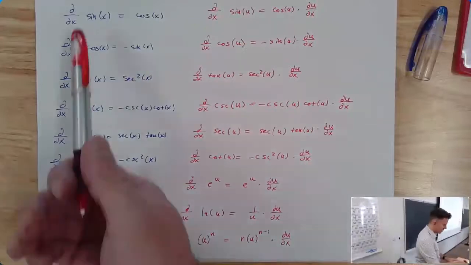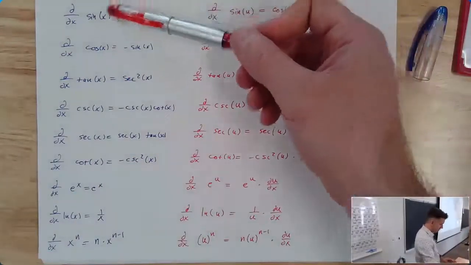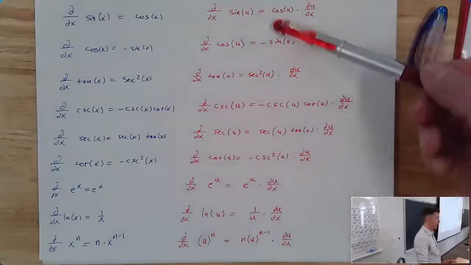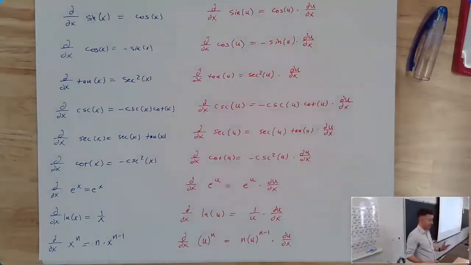So here's all of our standard derivative rules, and here are the chain rule versions. Or don't memorize this, and just remember that if the input is more complicated than just x, you always have to be using the chain rule and multiplying by the derivative of that inside stuff at the end of the day.